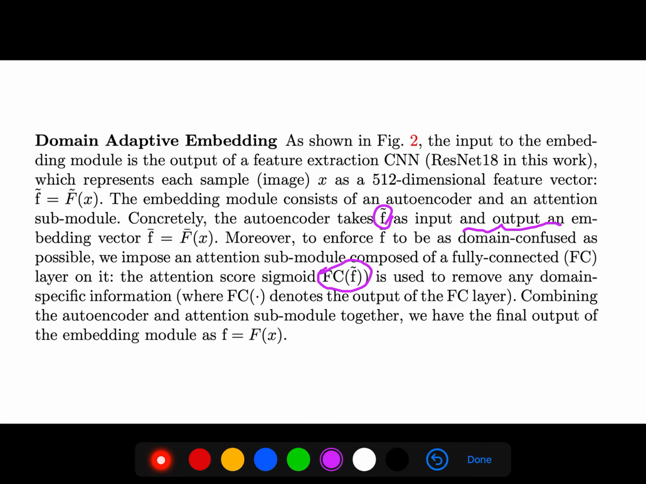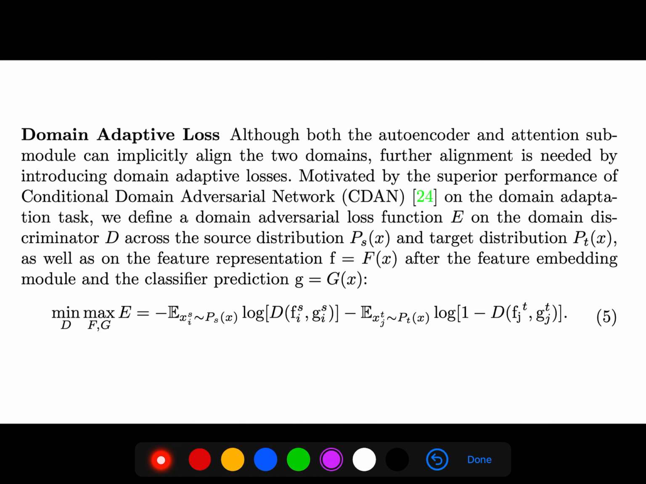So combining the autoencoder and attention submodule together, we have the final output of the embedding module. Although both the autoencoder and attention submodule can implicitly align the two domains, further alignment is needed by introducing domain adaptive losses. Motivated by the conditional domain adversarial network and the domain adaptation network, it is a kind of adversarial network that uses conditional domain adaptation.